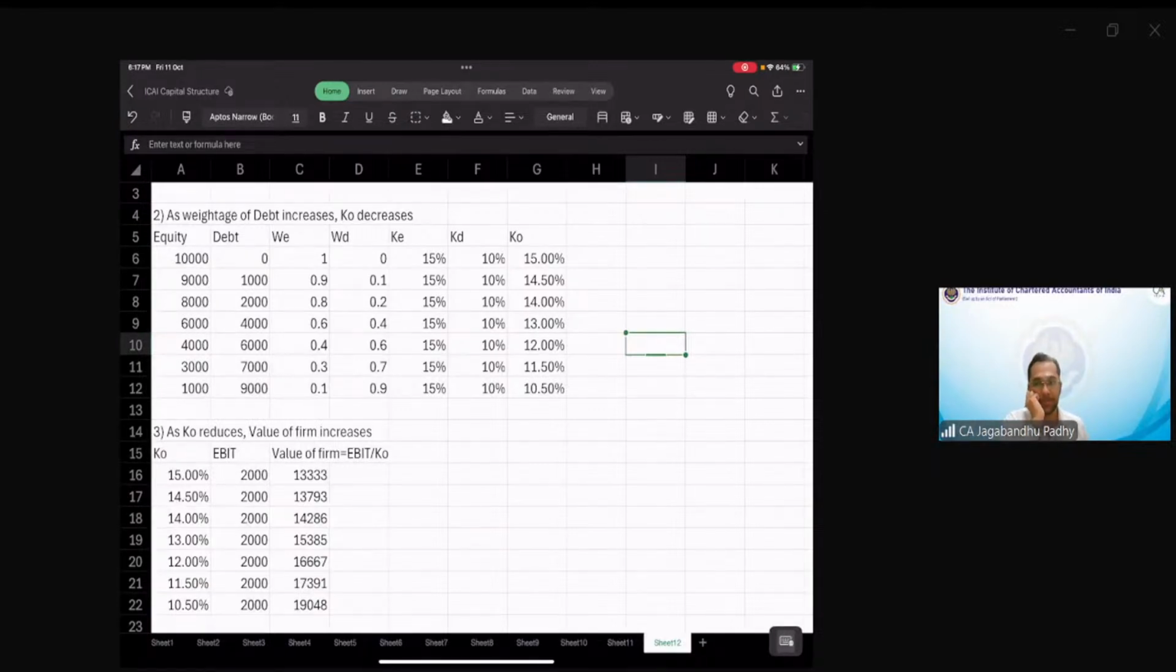If you look at it, EBIT remaining constant is not an assumption. That's a factual thing: your overall cost of capital is not going to impact your EBIT, because EBIT depends on your business. Just by a change in capital structure, it's not going to impact your EBIT. That's not an assumption, that's factual. But there is an assumption underlying this model. I just want to see if anyone can identify that assumption.